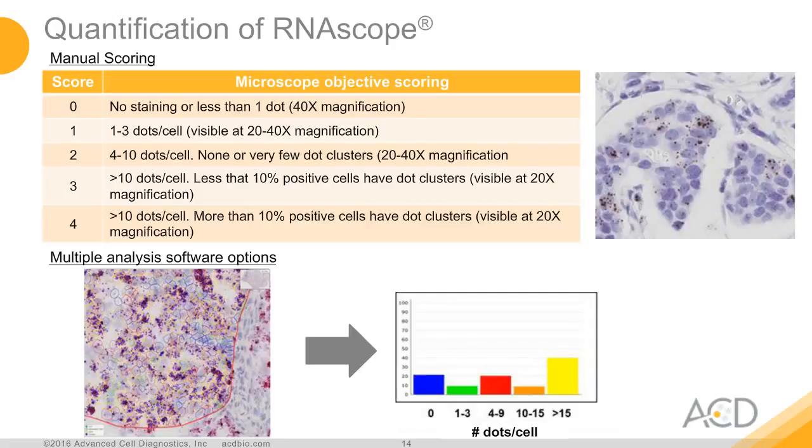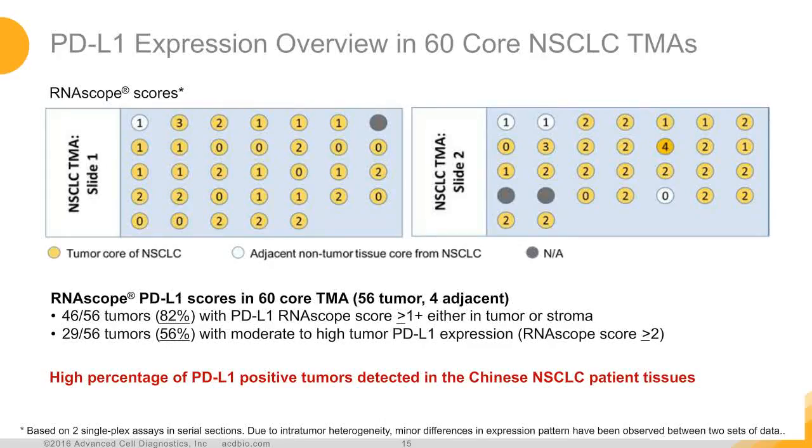This method will be used to provide a general understanding of the results. But later on, we will look at data analyzed using an automated approach. But for now, on to the data. This again is a schematic overview of PD-L1 expression of all 60 cores. Numbers in each circle represent the scores generated by the manual counting, which was explained previously.